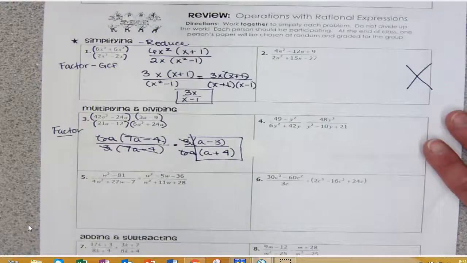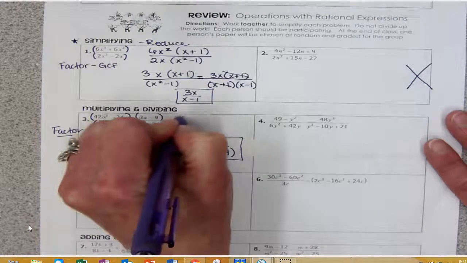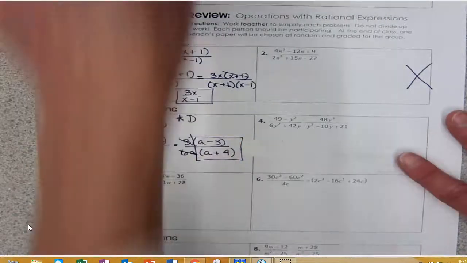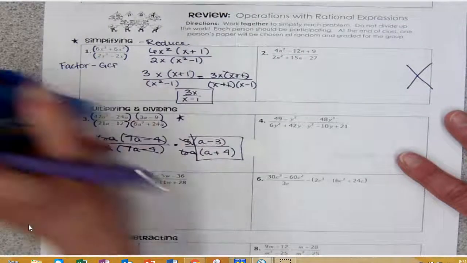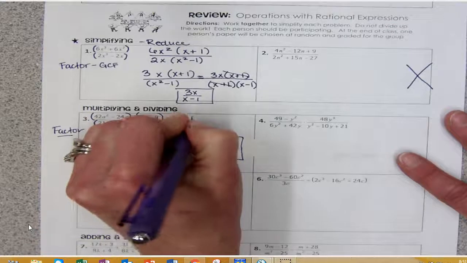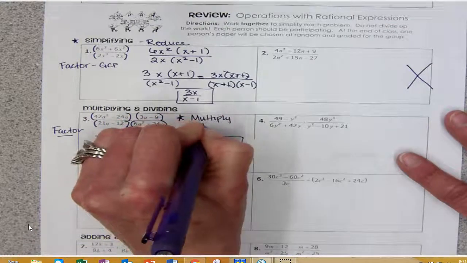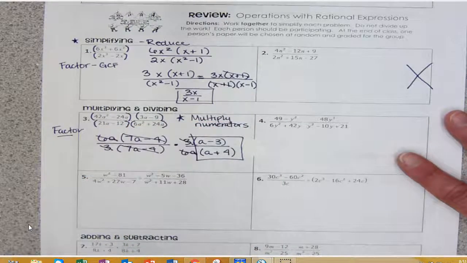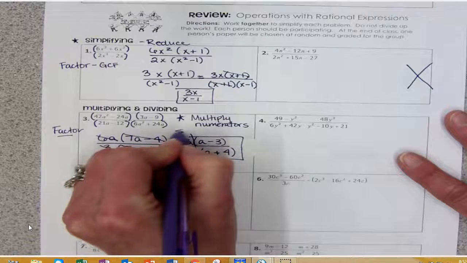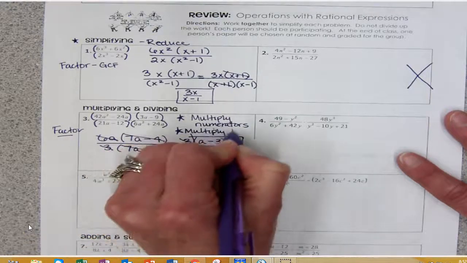Alright, moving on. Now we have a division sign. So here, make sure that you remember that when you multiply, you multiply your numerators and then you multiply your denominators.